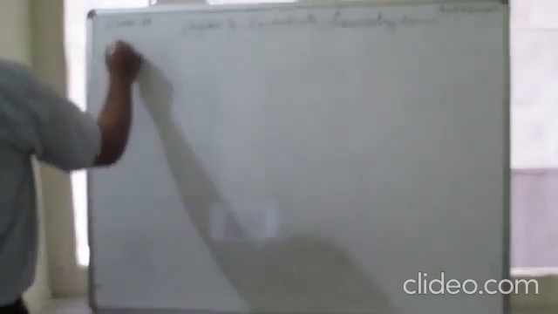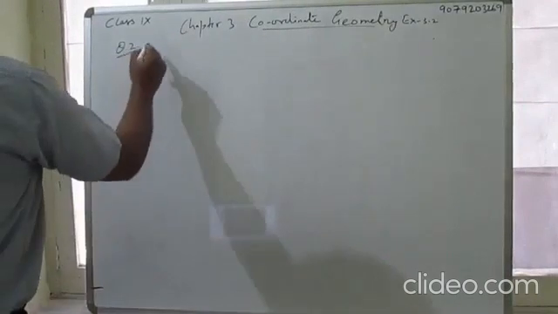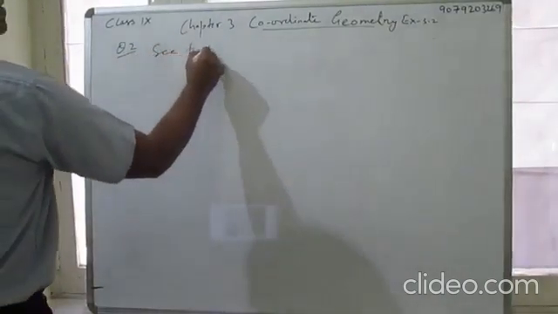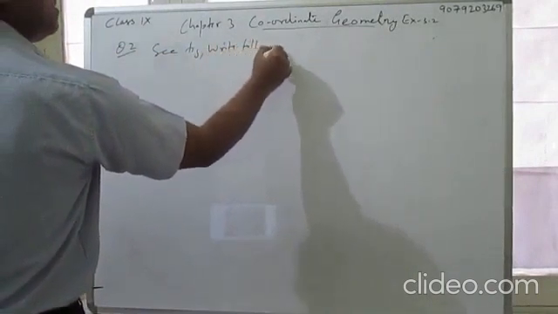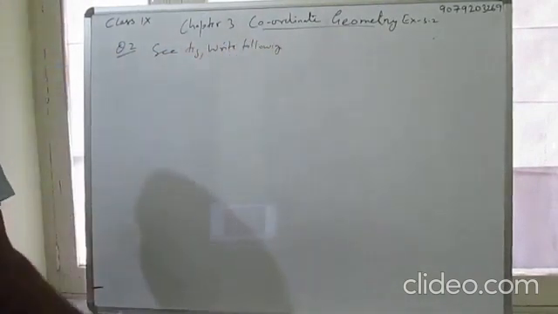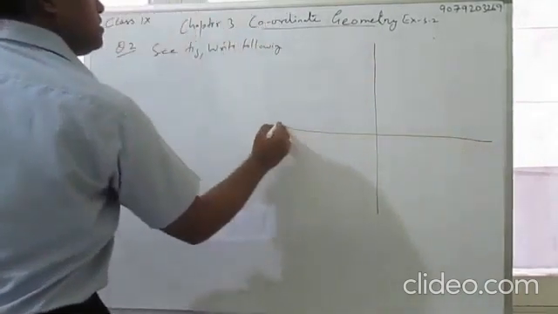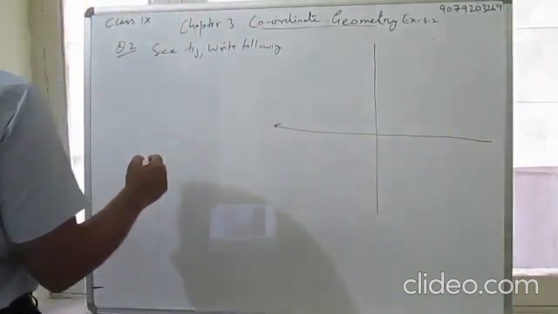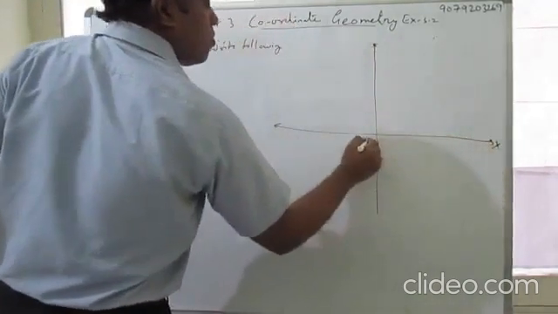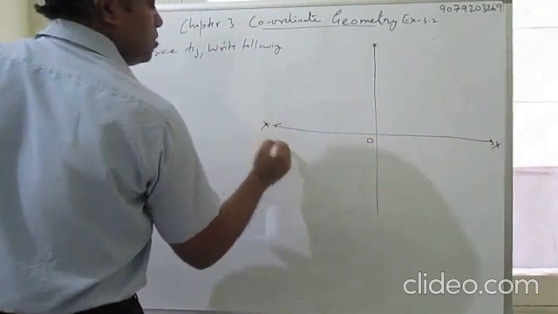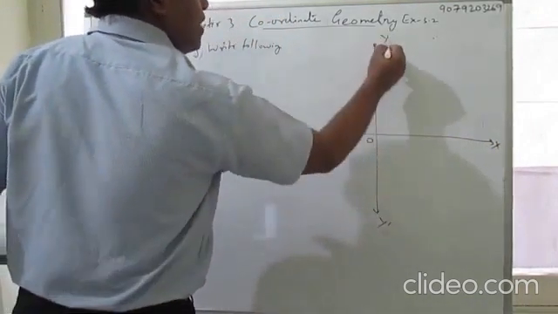Question number 2. See the figure and write the following. It is a Cartesian plane. The coordinate axis is everywhere 6, 6, 6. Okay. X, O, X dash. You also draw with me Y dash, Y.